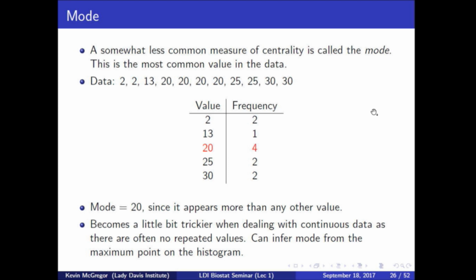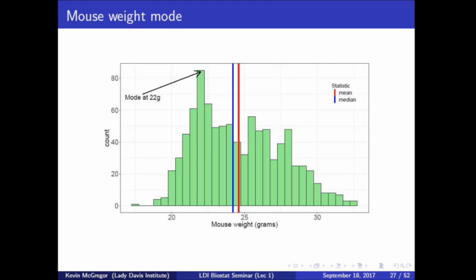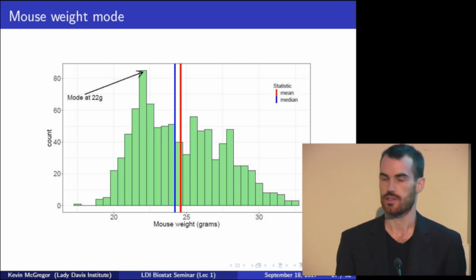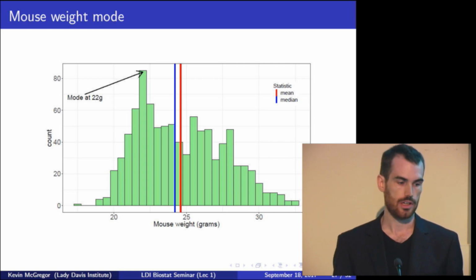In this case, the mode was easy because we have these repeated values. But with most continuous data, we're not going to have any repeated values whatsoever. That's especially true when you have data that has many decimal points. One way we can find the mode is by plotting the histogram and visually seeing where our mode is. In this case, we look at the highest point on the histogram and the corresponding value on the horizontal axis. So our mode is at 22 grams. There are also ways to numerically estimate the mode, but in this example, it's very simple to look at the histogram and tell right away that the mode is at 22 grams.